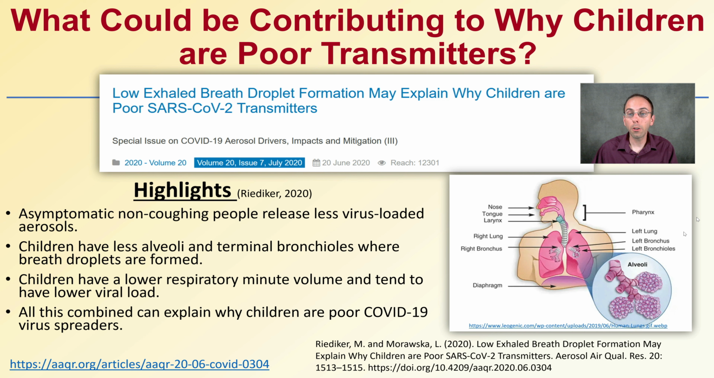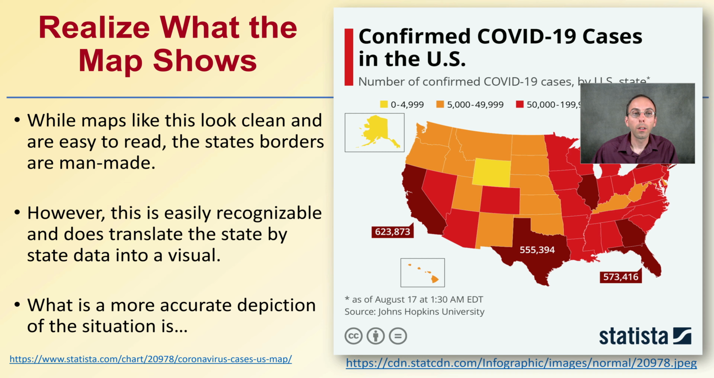And those are interior components of the lung. We kind of see them here. They look like a cluster of grapes, and they create a high surface area to allow gas exchange. But children have less of them. Children also have lower respiratory minute volume and tend to have lower viral loads. All of this combined can explain why children are poor COVID-19 virus spreaders.